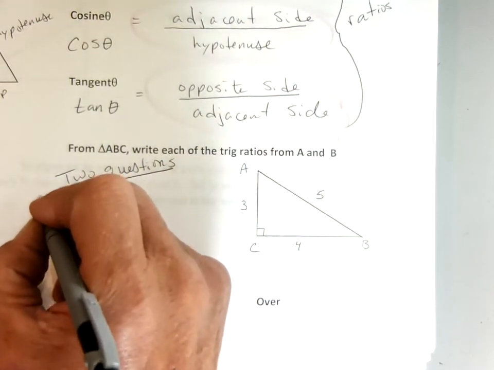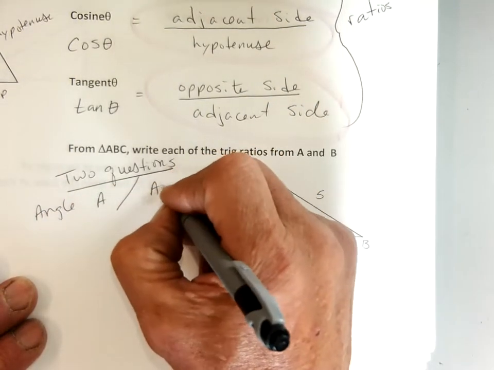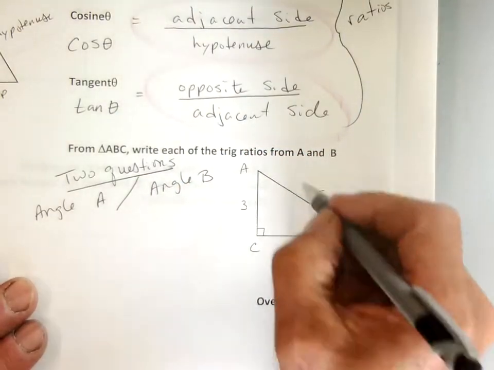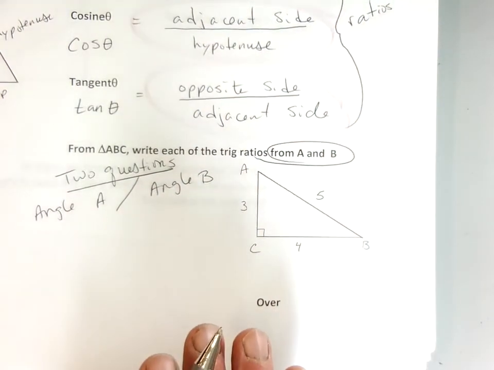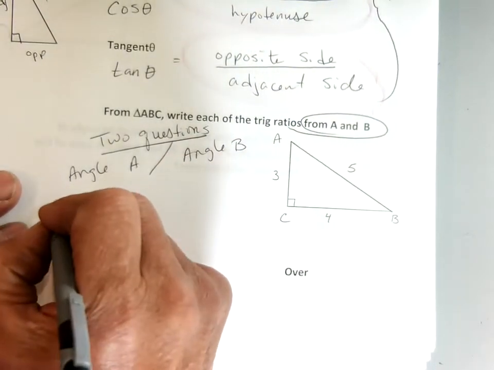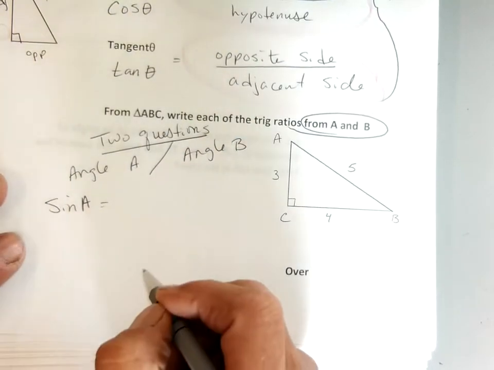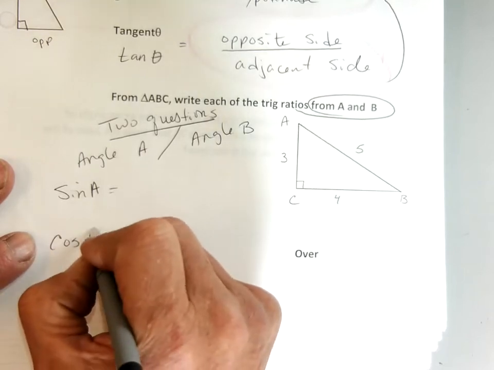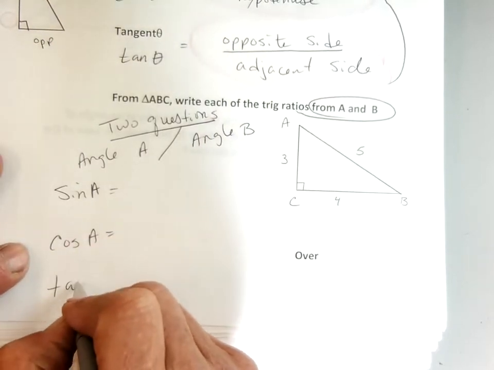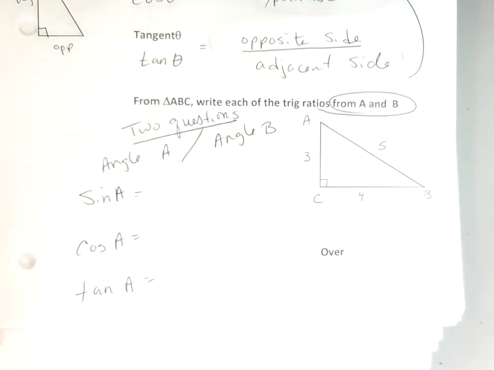One is going to be angle A, and then the other is going to be angle B. Okay, there's two questions. So I want the trig ratios. That means I want the sine of A equals, the cosine of A equals, the tangent of A equals. Okay, I'll let you catch up. It says I want the ratios from A and B, and the ratios are the sine, the cosine, and the tangent. Those are the trig ratios.